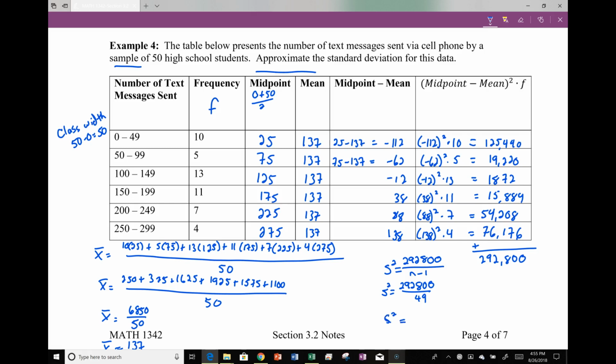So my sample variance is going to be 5,975.5. Oh, 0.5, not 0.4. Let me erase that. So that should be 0.5. My sample standard deviation, recall, I'm going to take the square root of 5,975.5. Take that square root, and I get 77.3. 77.3 text messages.